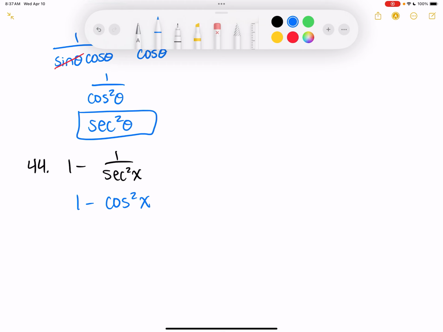Then 1 minus cosine squared of x would be equal to what? Sine squared, because sine squared plus cosine squared is equal to 1, so sine squared is equal to 1 minus cosine squared. That gives me my answer. So just a manipulation of our Pythagorean identities again.